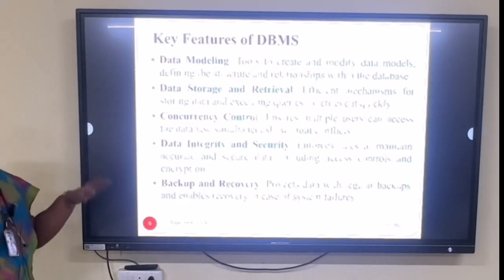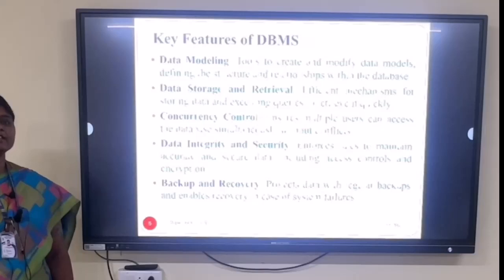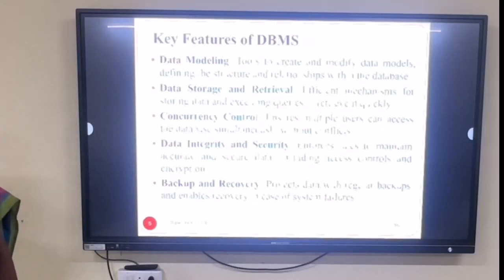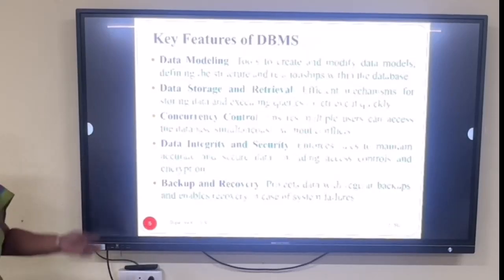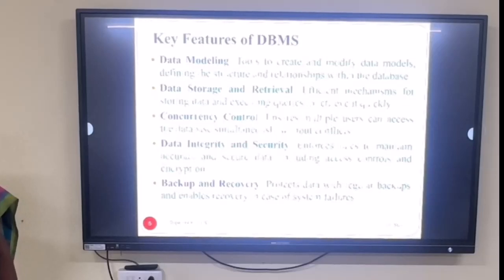Data integrity and security. Integrity in the sense, the data should be in the form of the original value, and security in the sense the data should be secured. No one should view the data, only the user and the people who are given authorization should view the data.